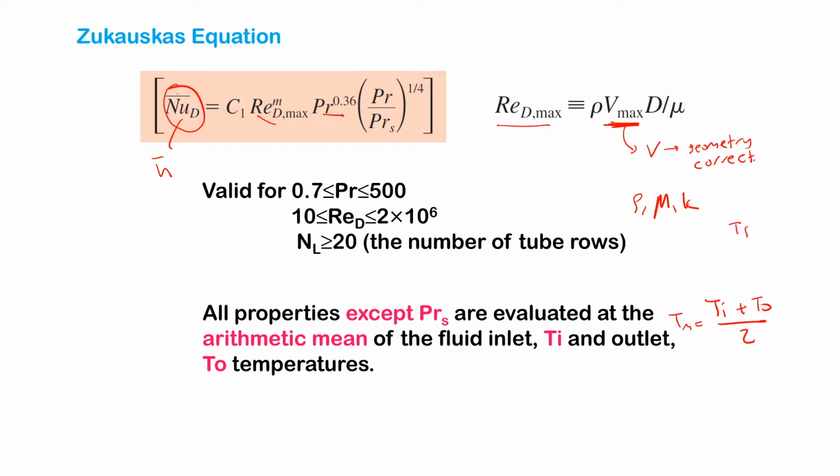T film was T surface plus T infinity over 2. So you had a single object, so surface temperature here, and then you had T infinity. You are averaging across surface and T infinity. In here we have multiple tubes. So we have T inlet and that goes out T outlet. So we are not averaging between T inlet and T surface of a single pipe. We are averaging between T inlet and T outlet.